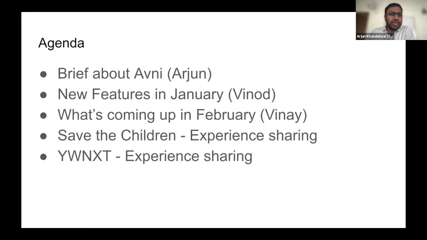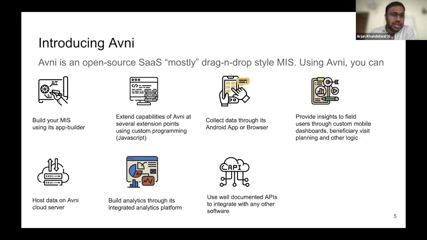So quickly moving on to the introduction. What is Avni? Avni is an open source software as a service platform with mostly drag and drop style MIS. Using Avni, you can build your own management information system using its app designer. You can extend the capabilities by using various extension points. So far, you had to write small snippets of JavaScript for that, and we are soon introducing drag and drop kind of features for that. You'll have a sneak peek during this call.